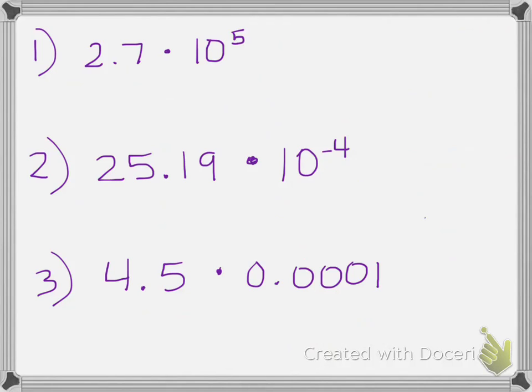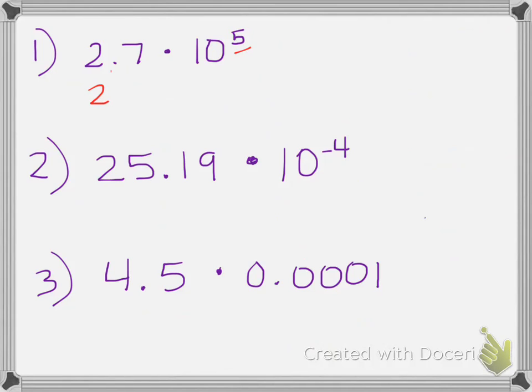All right, so number 1. I have 10 to the 5th power. I know I'm going to make my number larger because 10 to the 5th power is 1, 2, 3, 4, 5. It's like multiplying that number by 100,000. That's a lot. My exponent's 5, so I'm going to move it 5 places, and I know I'm making it bigger, so I'm moving it to the right.